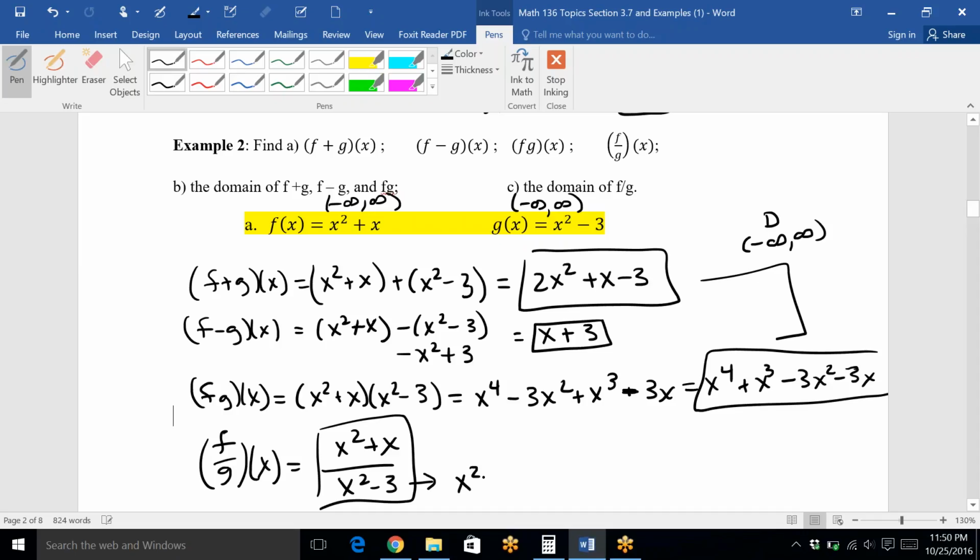The problem with the division one is that now this is in a denominator, so it can't equal 0. So we have to take the square root of x squared, and we have to remember that creates a plus or minus. So this one would be all reals except plus or minus square root of 3.